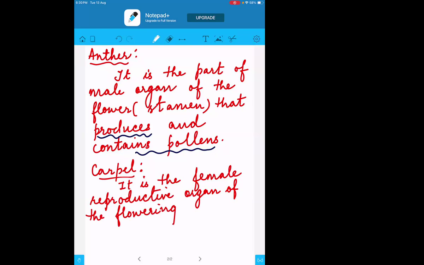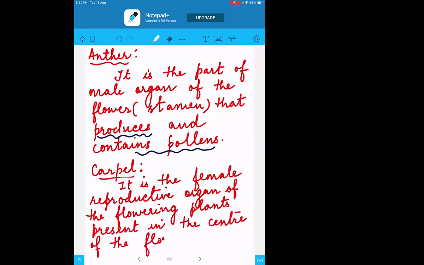So it is the female reproductive organ of the flowering plants present in the center of the flower. So now they can ask you, name the part which is present in the center of the flower, or they can ask you, name the female part of the plant.